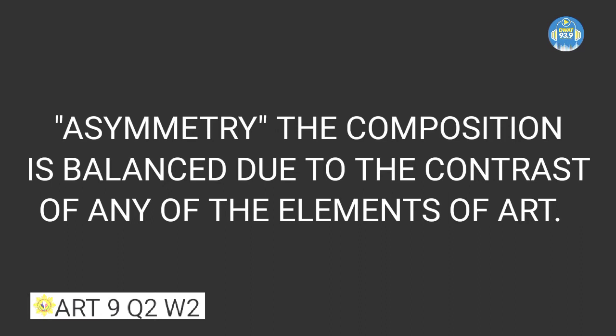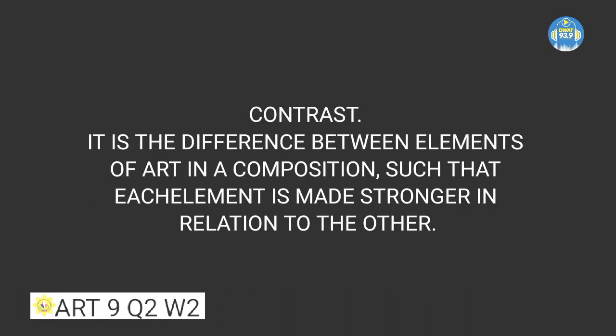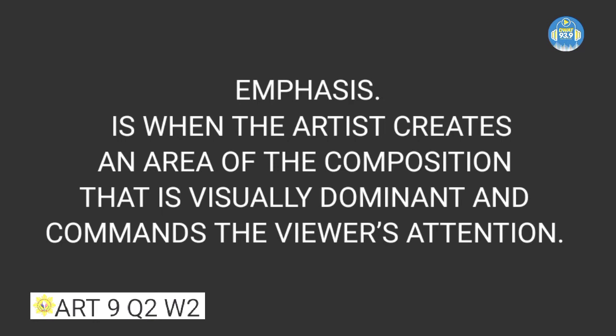Asymmetry, the composition is balanced due to the contrast of any of the elements of art. Radial symmetry, in which elements are equally spaced around a central point, as in spokes coming out of the hub of a bicycle tire. Contrast. It is the difference between elements of art in a composition such that each element is made stronger in relation to the other. Emphasis. Emphasis is when the artist creates an area of the composition that is visually dominant and commands the viewer's attention.